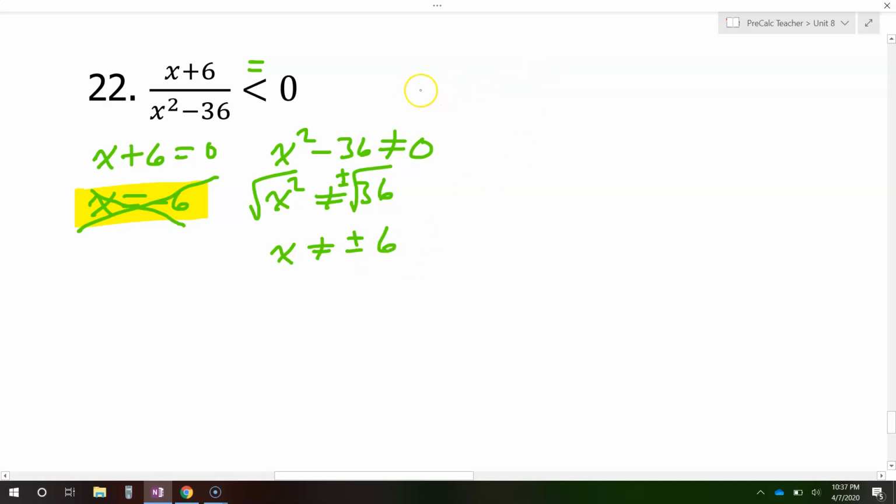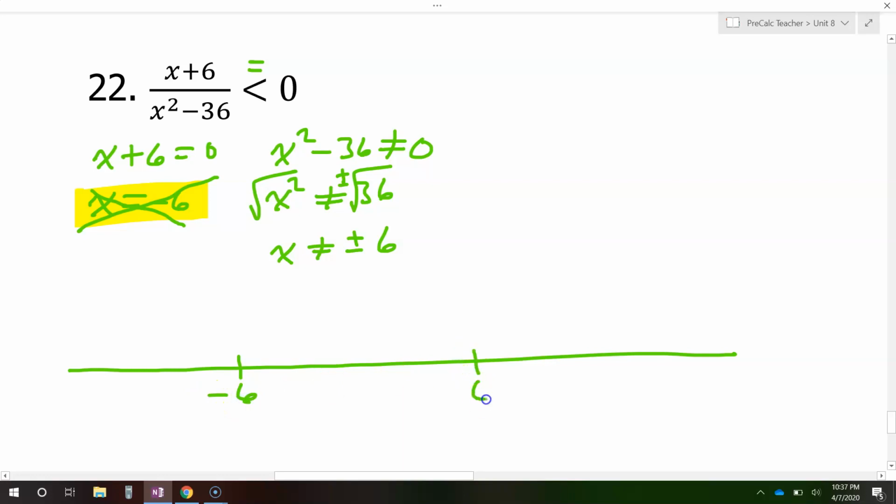Okay, so let's go ahead and set up our number line. I think I'll do it down here. Okay, so we have negative 6 and we have positive 6. So let's do f at negative 7, let's do f at 0, and let's do f at positive 7. X cannot equal either of these numbers, so these will definitely be open circles.